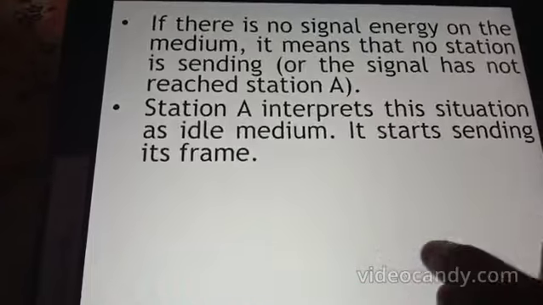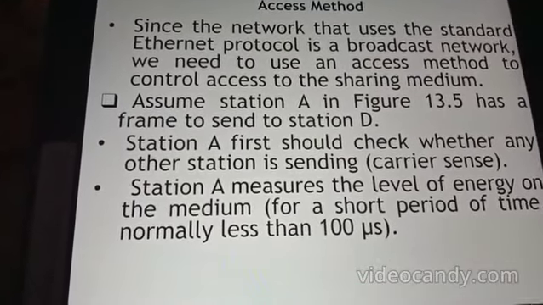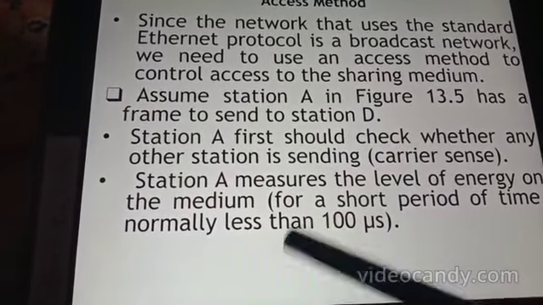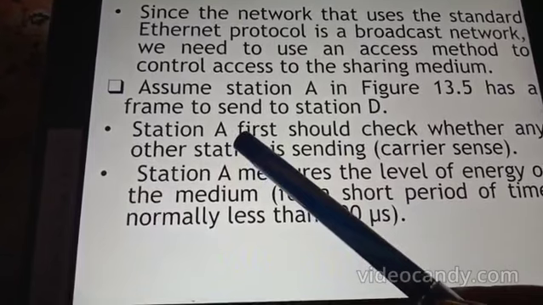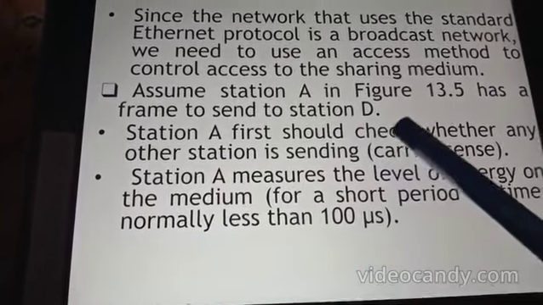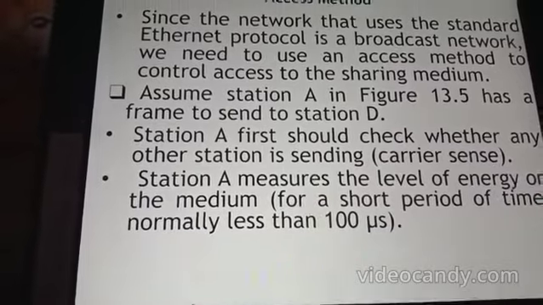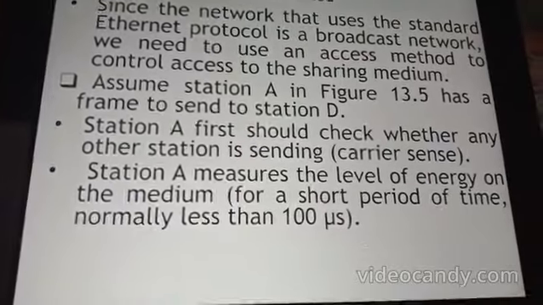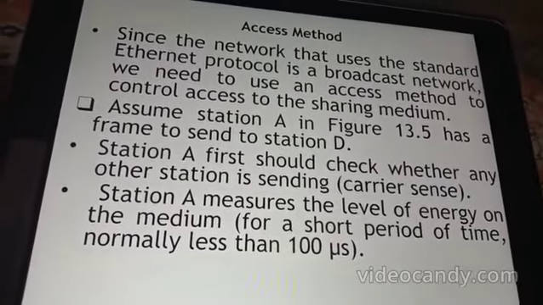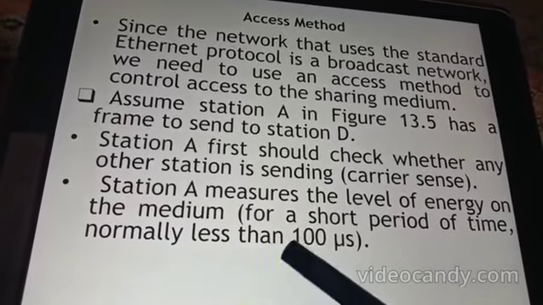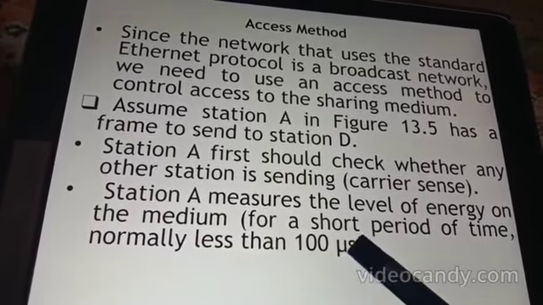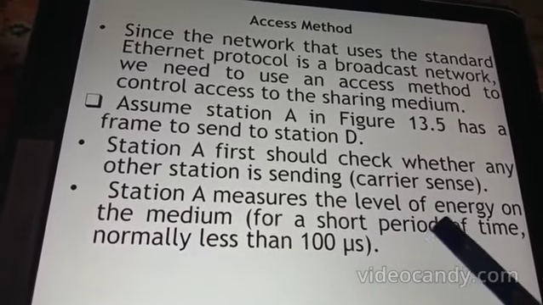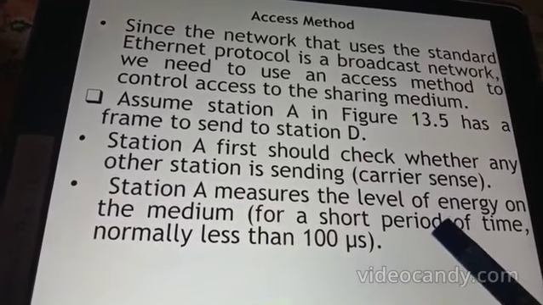Now to proceed, A has to send information to D. What is the procedure that it should follow? Initially A senses the channel or medium, which we call carrier sense. Station A measures the level of energy for a short period of time, which is normally less than 100 microseconds. If the level of energy is 0, then the medium is considered to be idle.